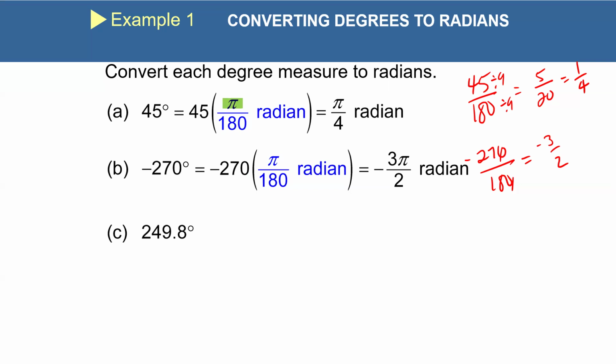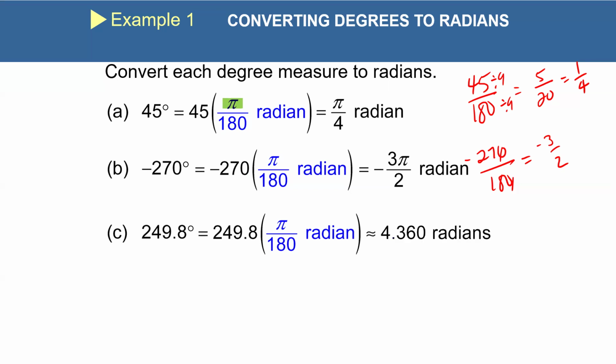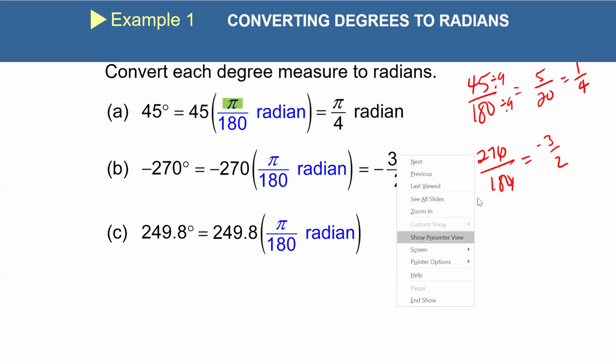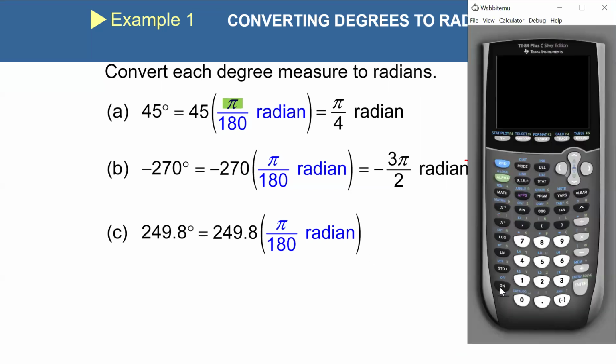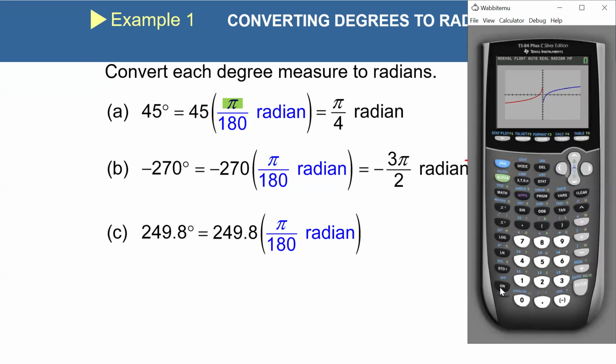When you're given a decimal, you're going to plug it into the calculator. We're going to go to our calculator. You only need to be in degree mode if you're doing a trig function, and there's no trig function. So we're going to put it in.